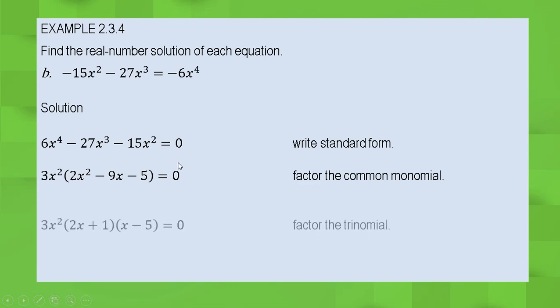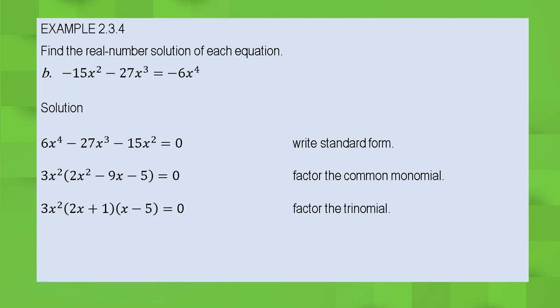What we will do next is to factor the polynomial. Find two numbers so that when you multiply, the answer would be negative 10. So, 10 times 5. When you multiply, the answer is negative 10. And the factors would be 2x plus 1 and x minus 5.